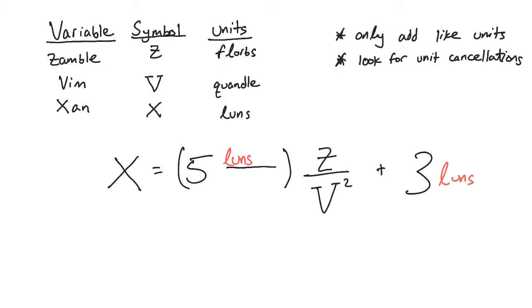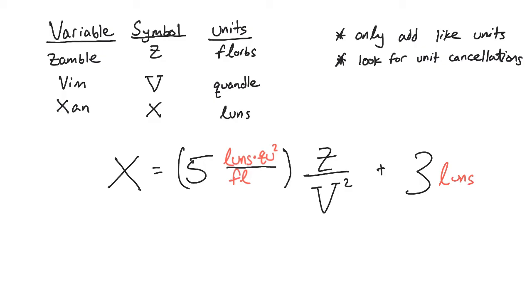So we would need to have florbs here on the bottom to cancel out when we plug in up here for a capital Z. And likewise, we would need to have some cancellations for the Vim variable. It's squared, and so quandl squared, that would be the units, and that would need to cancel. So we would have quandl squared up here. So we'd get 5 luns times quandl squared divided by florbs, and then everything should work out.